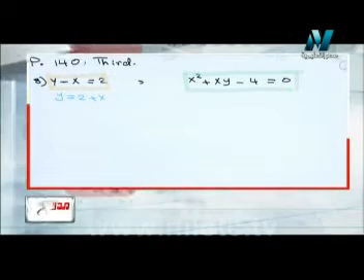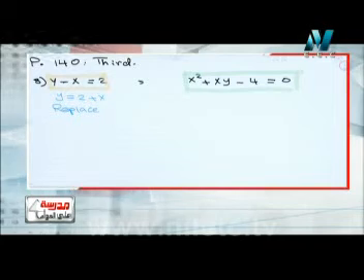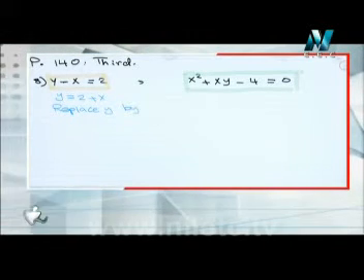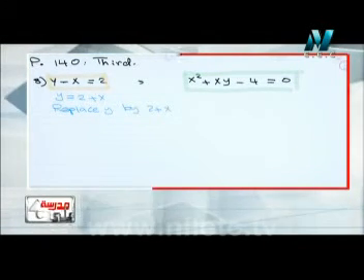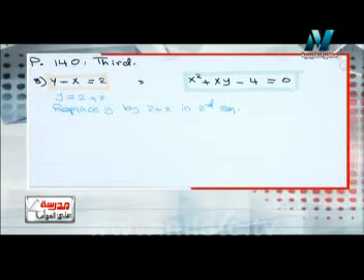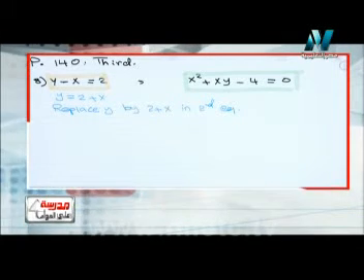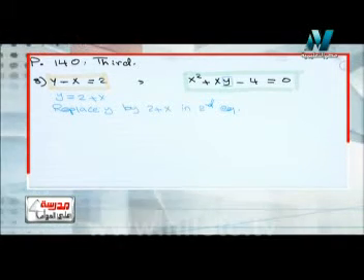The second step, replace y by 2 plus x in the second degree equation. So what am I doing now? I will replace the y here in the second degree equation and write 2 plus x in its place. I have only one y in the second degree equation.